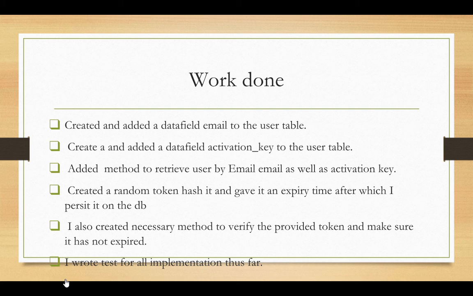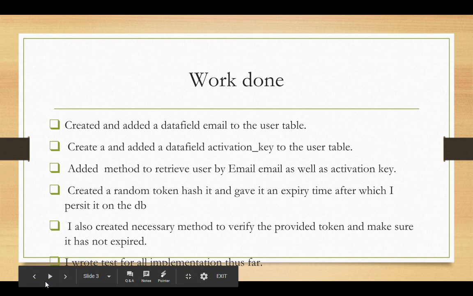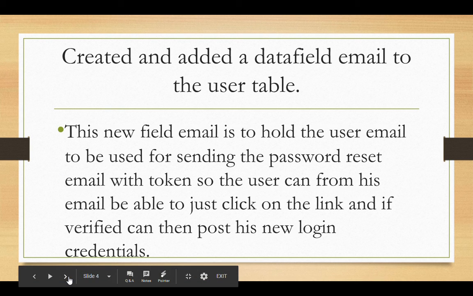Then I also added methods to retrieve a user by email as well as by activation key. Then I created a random token which I hash, then I gave it an expiry time, after which I persist it to the database. I also created the necessary method to verify the provided token and make sure it has not expired. Then I went further to write some tests to test the implementation.